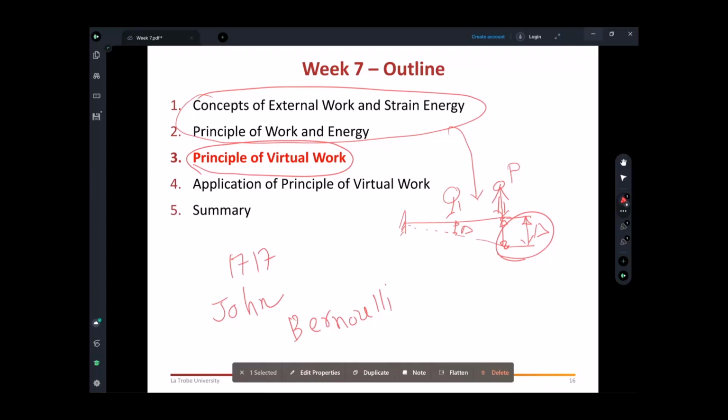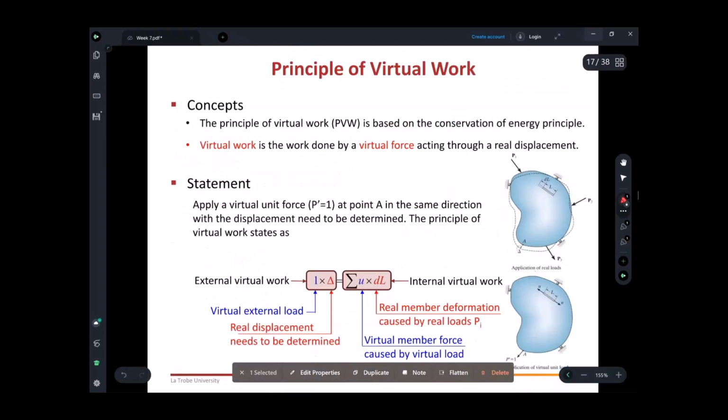300 years ago, still we are teaching this one. So let's say principle of virtual work, PVW, it's a short name, based on conservation of energy principles. As you know, external work equal to internal work, that is the energy conservation. So virtual work is the work done by the virtual force acting on the real system.